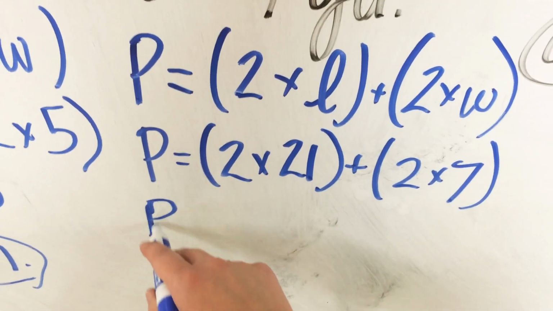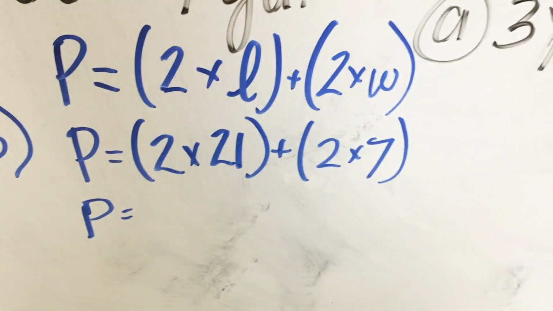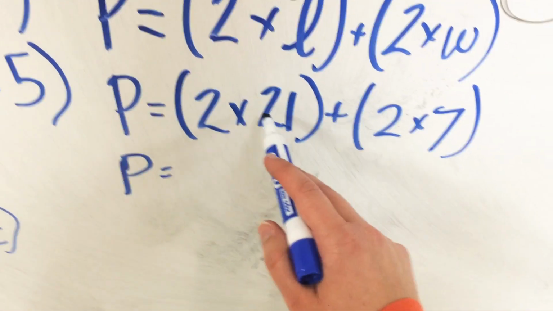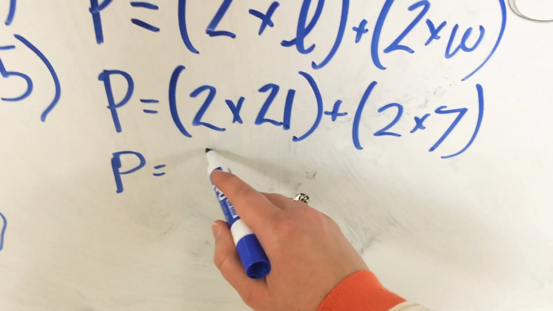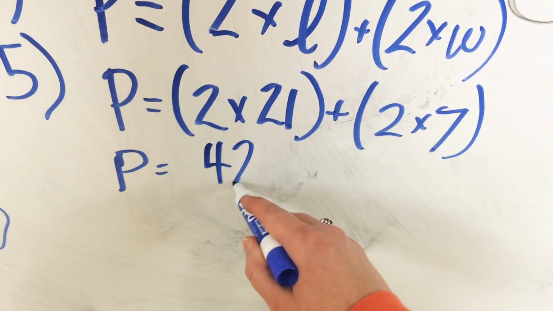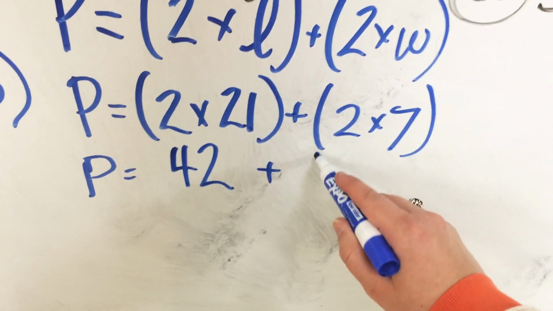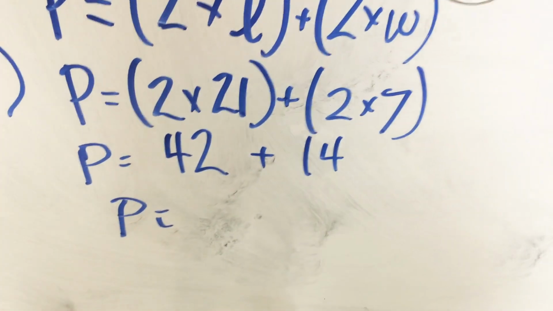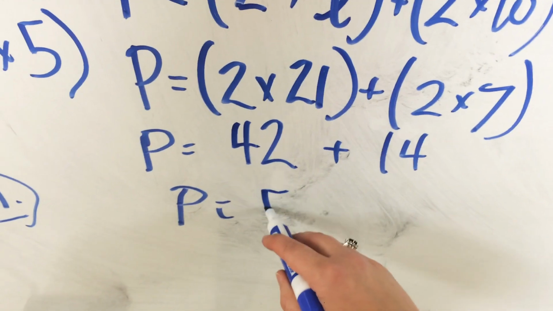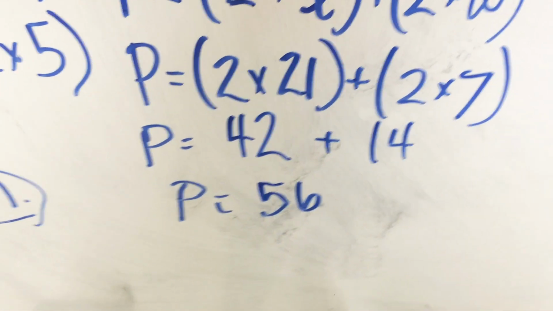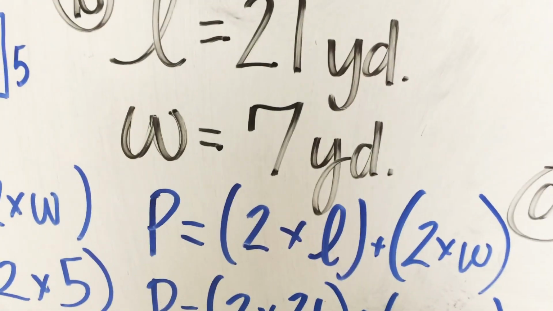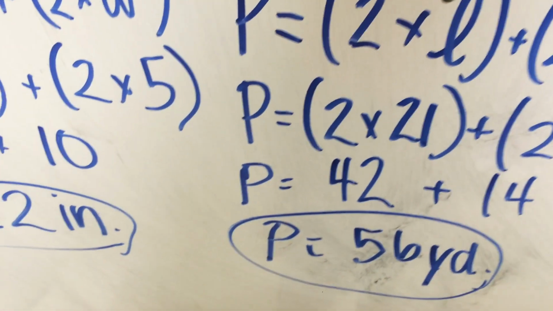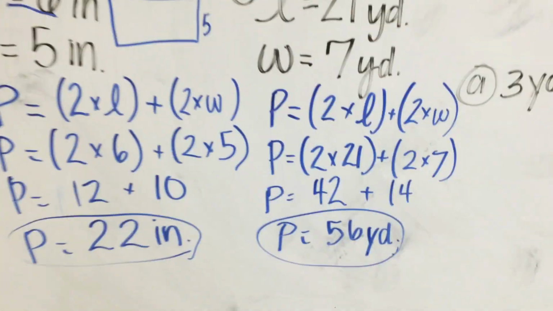Again, pause this if you need to catch up on writing the formula down. It's more important for you to do it with me than for you to just watch it and do it yourself. So we have our perimeter equals 2 times 21 is what? 42. Plus 2 times 7 is 14. So our perimeter equals 14 plus 42 would be 56. Okay, 56 what? What is our unit being used? Yards. Very good.